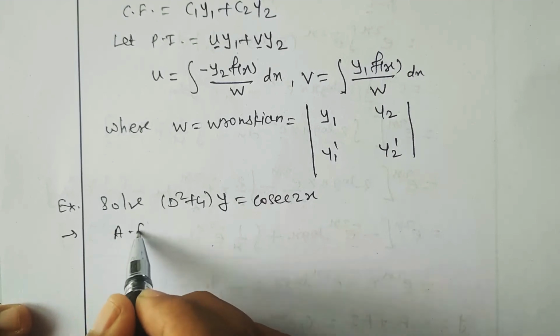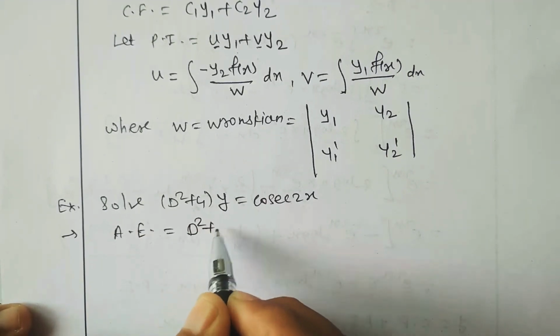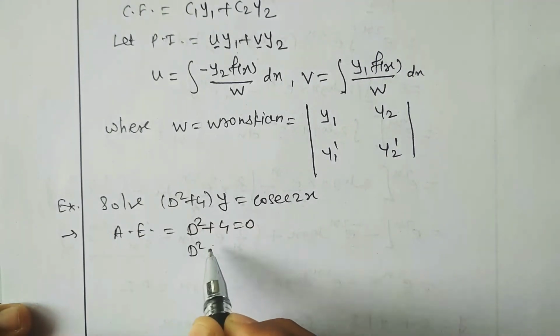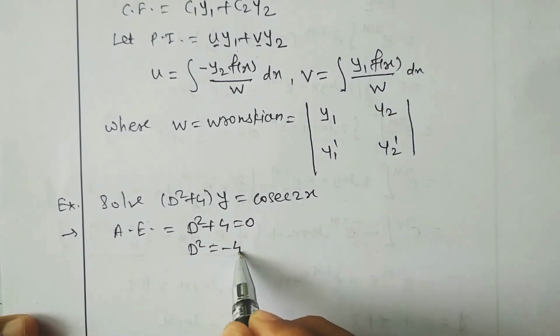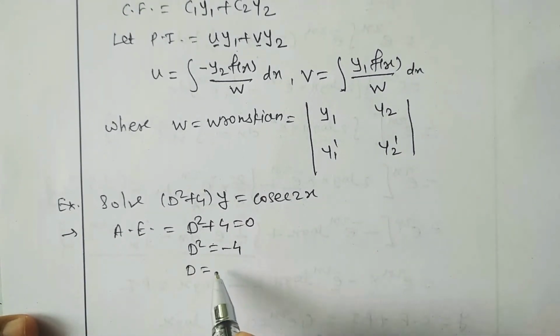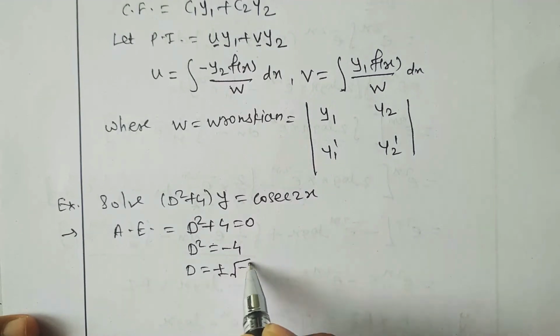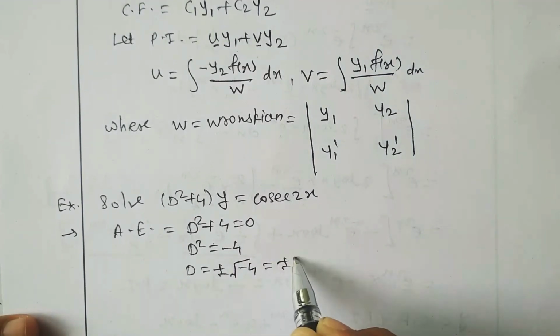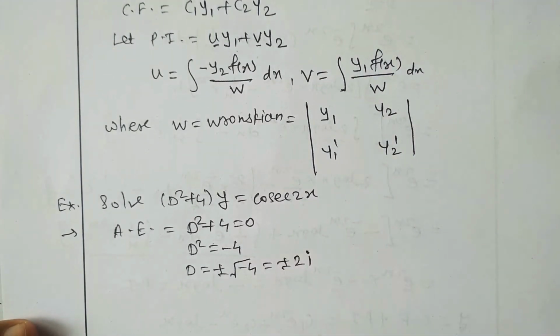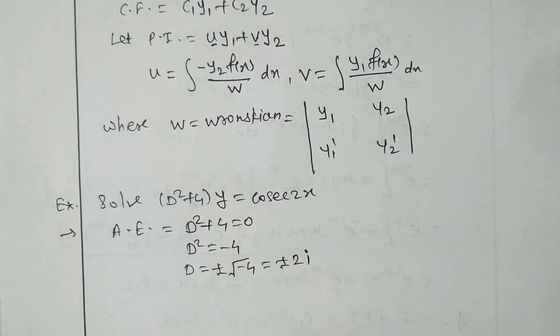So auxiliary equation is d square plus 4 equals 0. That means value of d square is minus 4. So this gives the roots d is equal to plus minus root of minus 4, that means plus minus 2i. So the roots are imaginary and non-repeated.